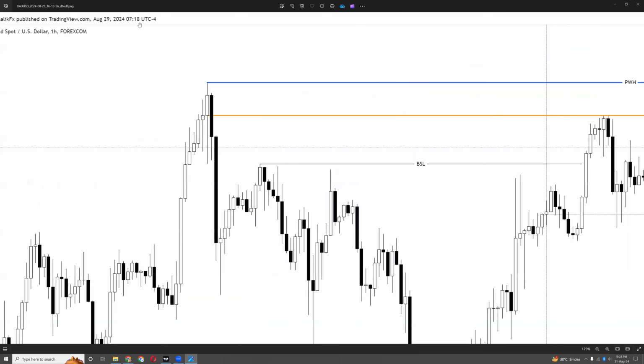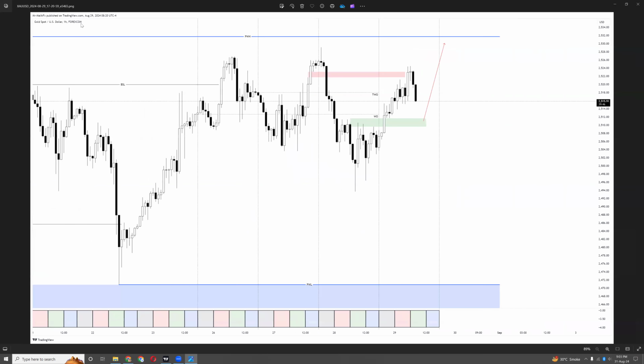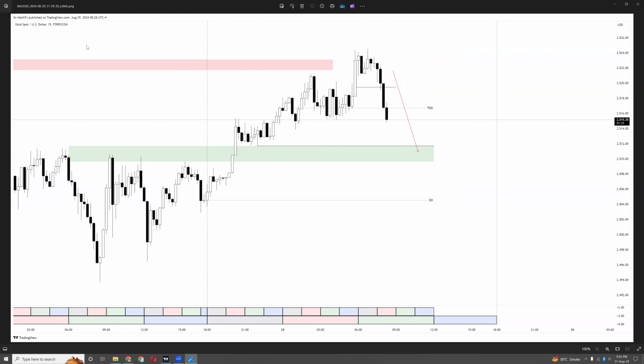This is 7:18, 7:19, and 8:20. Yeah, I guess it's 8:20, 8:28. I was still waiting for my drawn liquidity, and then I will trade for a long.